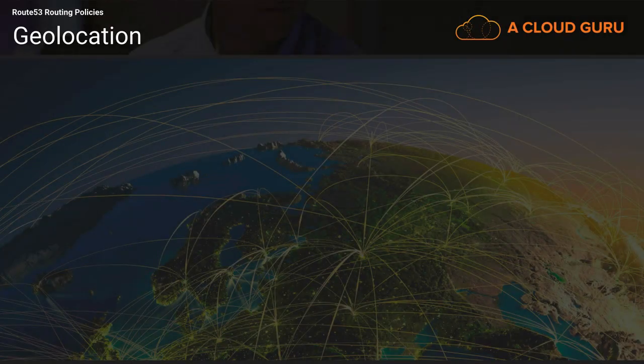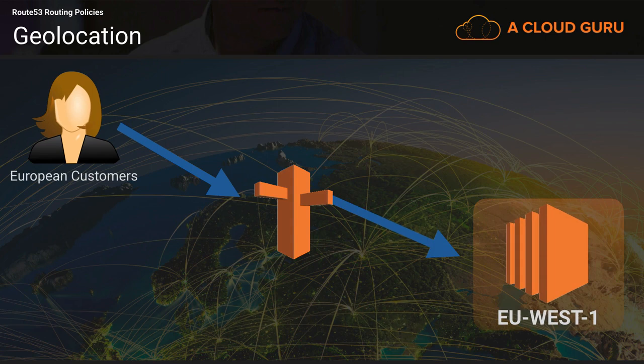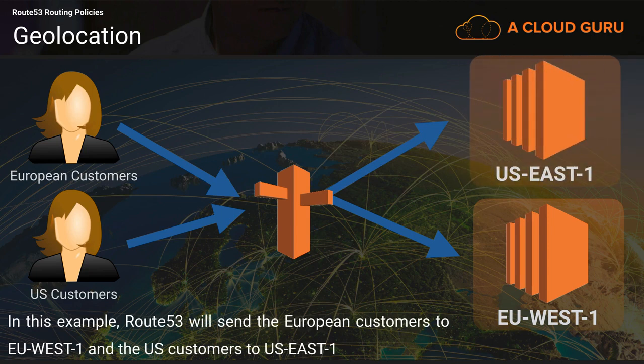So what are my exam tips? Just remember what geolocation is. So we've got our European customers. They're going to helloroute53gurus.com. That will then connect them into EU West 1, whereas our US customers are going to exactly the same domain name, and that will connect them into US East 1. So Route 53 will always send your European customers to EU West 1 and your US customers to US East 1. So that is all that geolocation is.